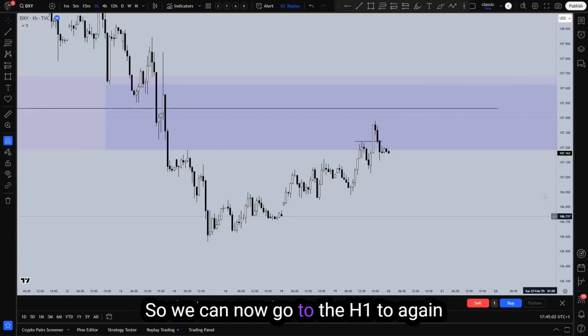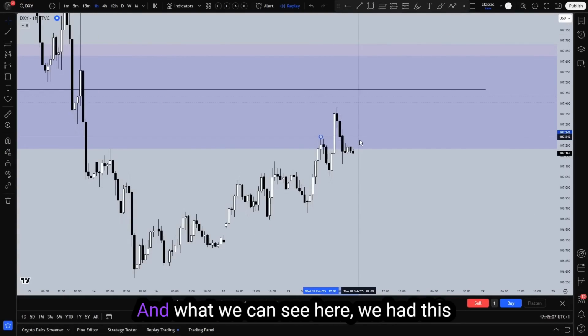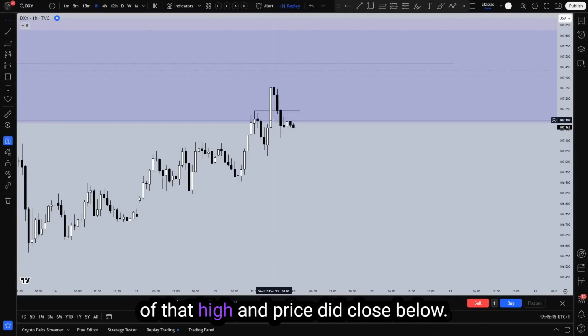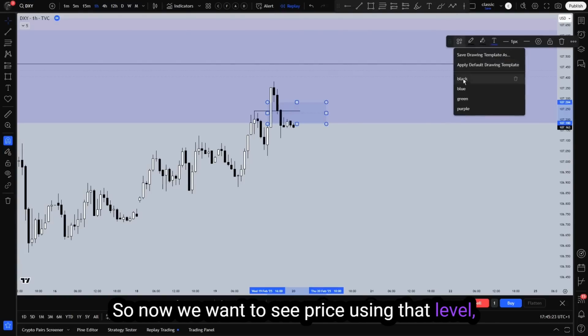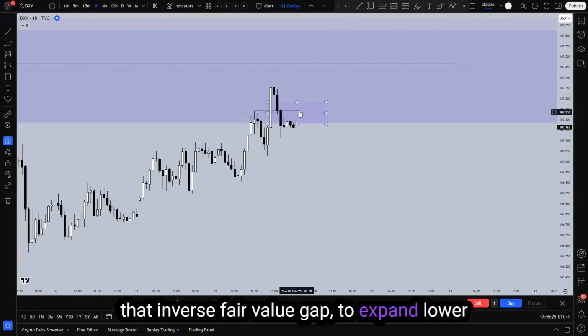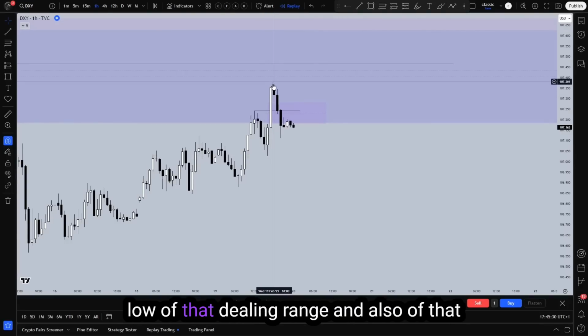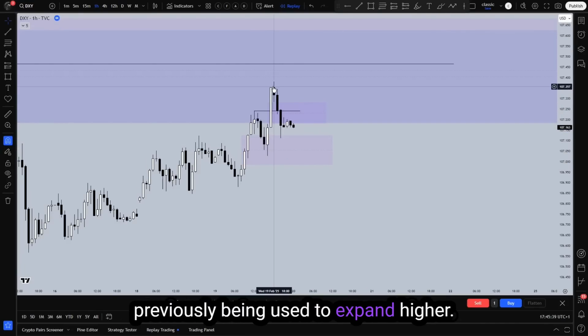So we can now go to the H1 to have more insight into the price action. And what we can see here, we had this bullish H1 fair value gap, which led to that manipulation of that high, and price did close below. So now we want to see price using that level, that inverse fair value gap, to expand lower, and then ideally to close below this swing low of that dealing range, and also of that set of fair value gaps which we have seen previously being used to expand higher.